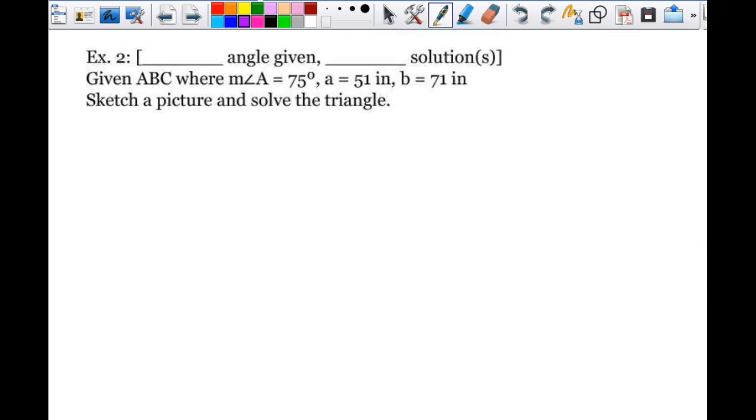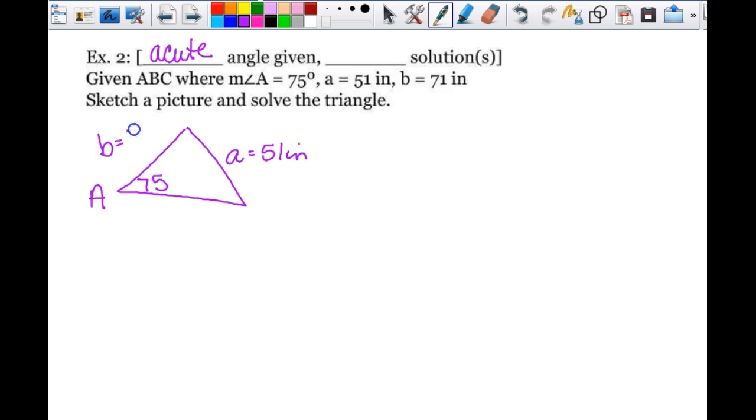So what kind of angle are we given in example 2? Acute. Okay, so this is an acute angle. And so my triangle ABC, my angle A they give me is 75. Little a is across from that, that's 51. So this time they give me B instead of C. The letter is really kind of irrelevant. I'm still going to put it here, because again, the more consistent you are with how you draw this, the better off you are. So B is equal to 71 inches. So this is capital B, which means this is capital C, lowercase c.